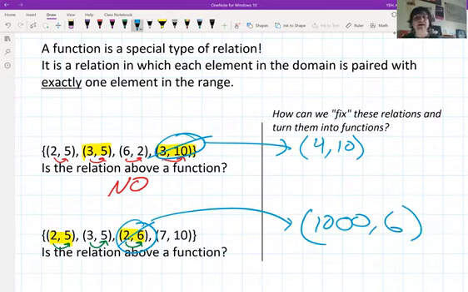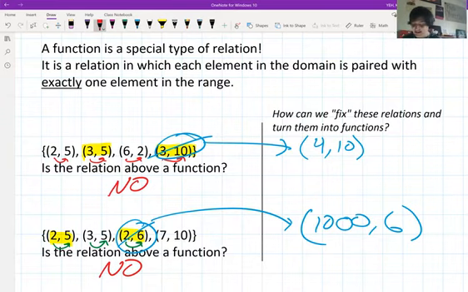Why not? If it's 1006, then we don't have any duplicate x's going to different y's. And so again, in most relations, we can't just change it to make it a function, but I just wanted to get your mind thinking about what would make it true so that although this was not a function to start, what simple change could we make to make it a function?